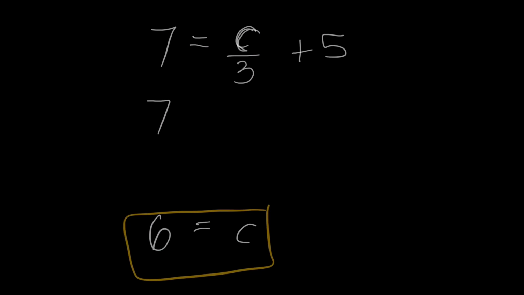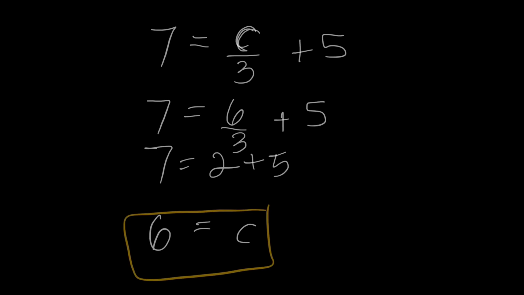Okay, let's check our work. So we have 7 is equal to 6, which we substitute for the c, over 3 plus 5. 7 is equal to 2 plus 5, and yes, 2 plus 5 is equal to 7, so our answer is correct. Fantastic.